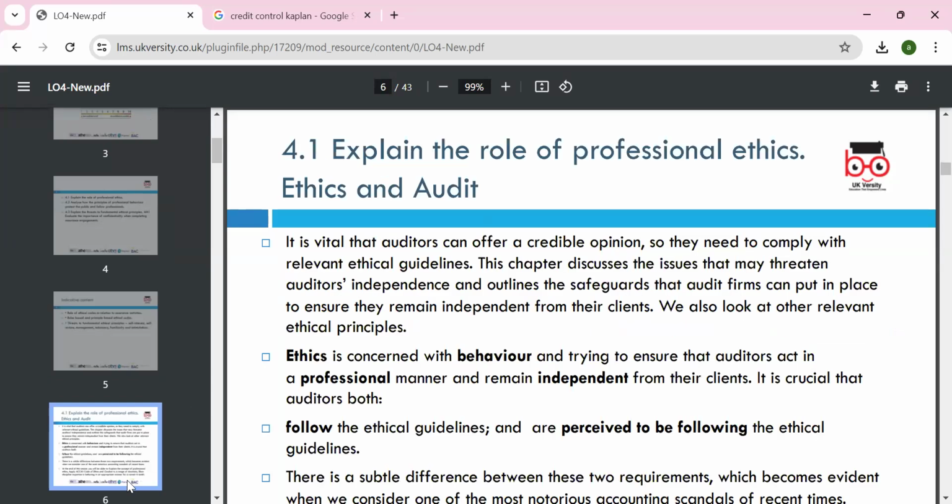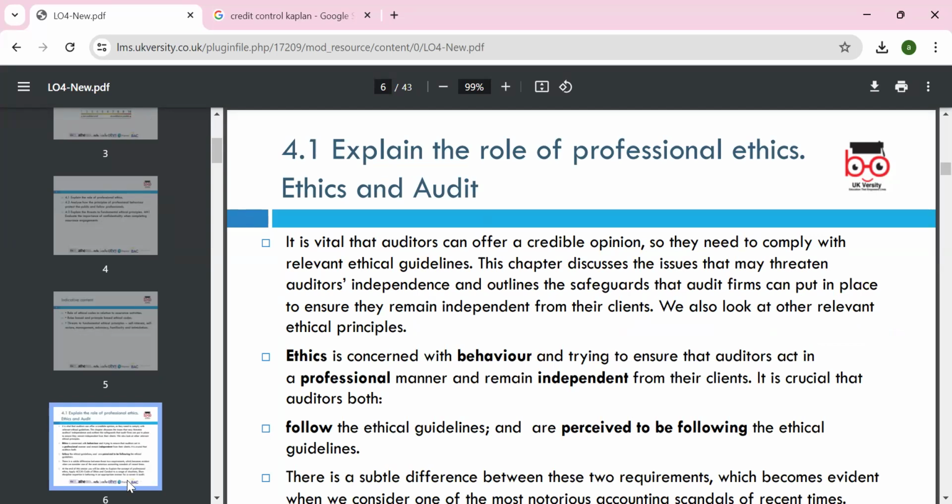Explain the role of professional ethics, which is vital so that auditors can offer a credible opinion. Credible, what is meant by credible? It matches with reality, matches with true and fair in the light of audit and assurance standards.